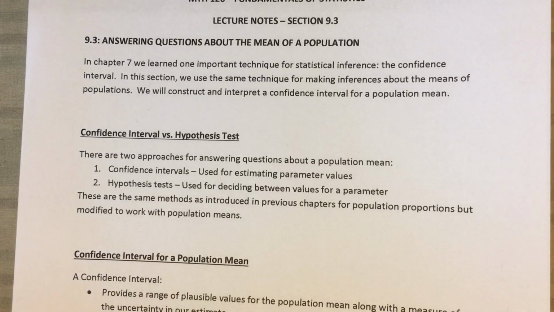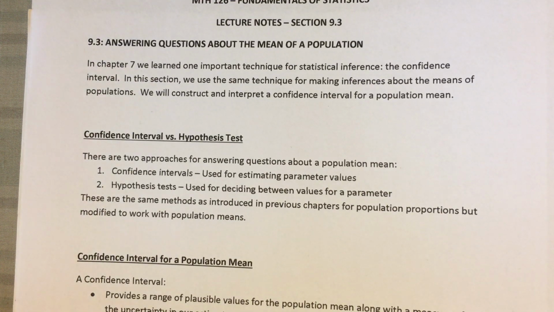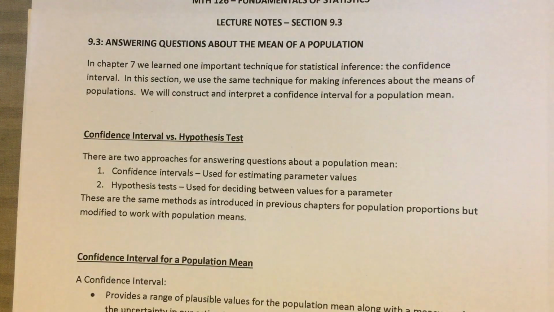To review, we talked a little bit about this in chapter 8 as well. When we're thinking about the different types of problems we've seen in the last two chapters, we've had two main types of answering questions. Confidence intervals are used for estimating parameter values, and hypothesis tests are used to decide between values for a parameter. In some cases we can use either method to answer a question, but these methods aren't going to change. We're just going to slightly change different pieces of our approach because we're dealing with sample means instead of sample proportions.